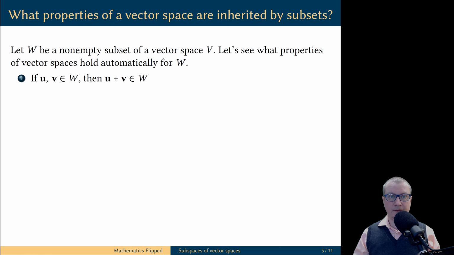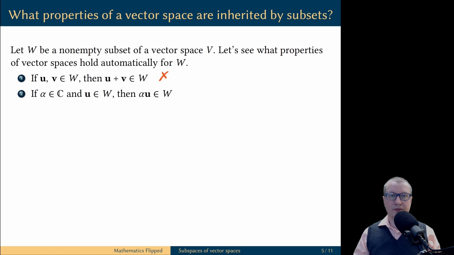Let's think. If we take two vectors in a subset W, then we know that they are vectors in V, and therefore their sum is a vector in V. Are we guaranteed that the sum of these two vectors has to be back in our subset W? Not at all. Therefore, this property does not automatically hold for W.